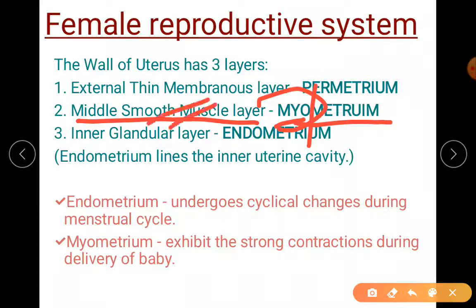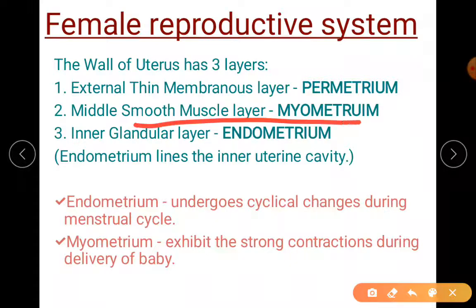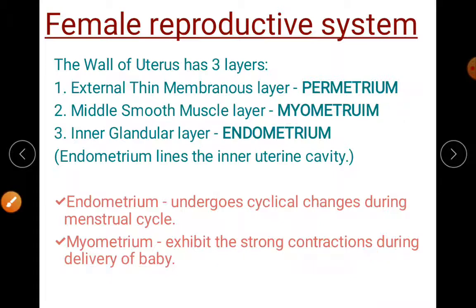The smooth layer, you all know very well, is involuntary; you cannot control it. It is the main role you can find of the myometrium in the parturition process. Parturition is nothing but the delivery of the baby, which I have written down. It is useful for the strong contractions during the parturition, or the delivery of the baby.